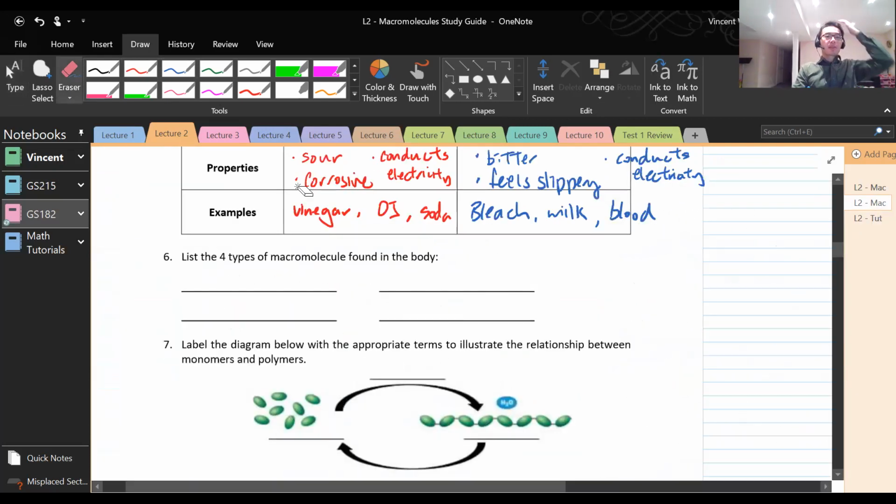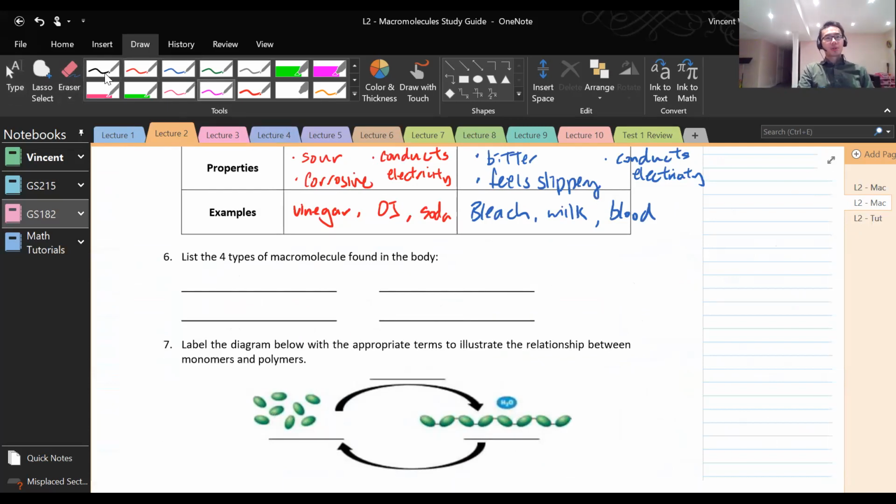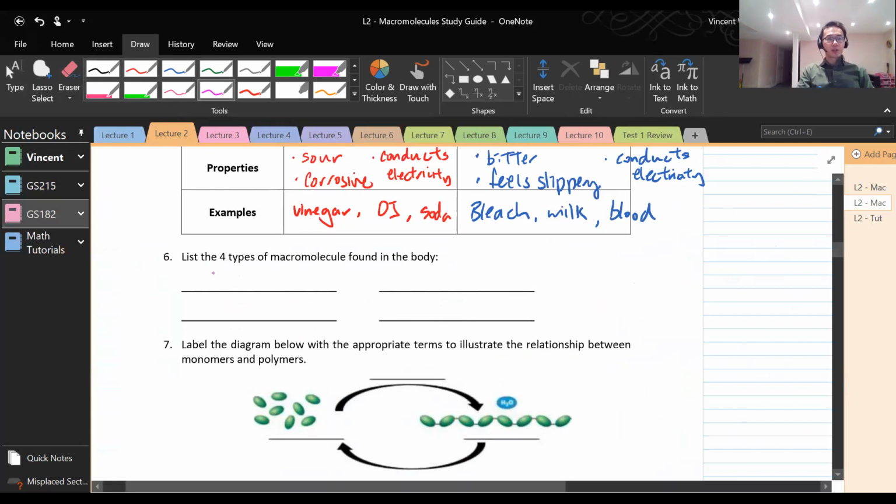Okay, list 4 types of macromolecules. So the ones that we've looked at in the lecture include carbohydrates. The carbs, right? That's what we call them. We have proteins, lipids, and of course, nucleic acid.